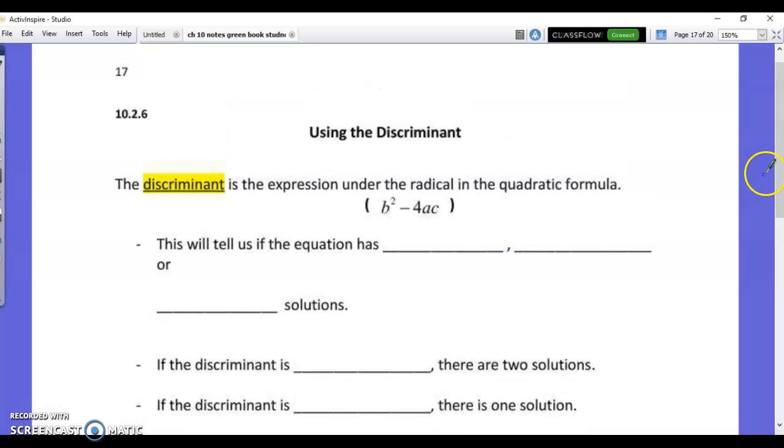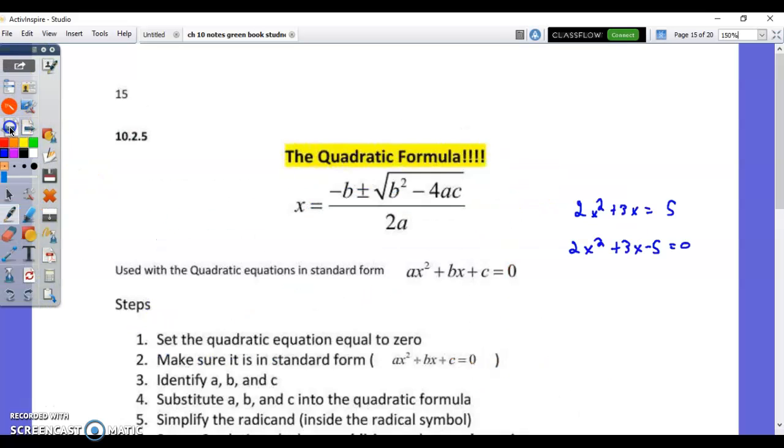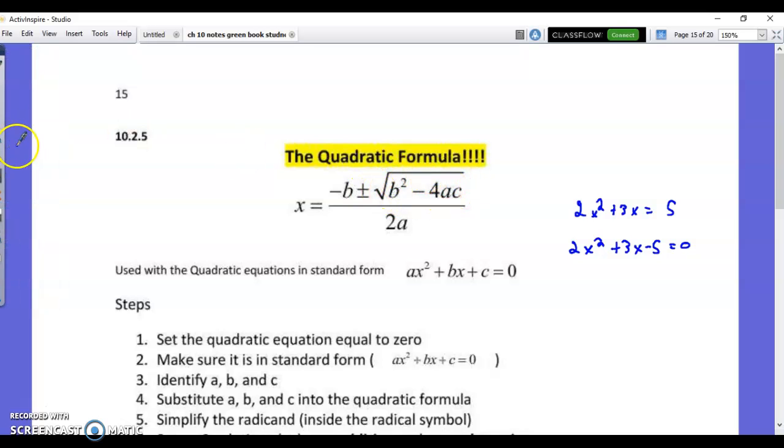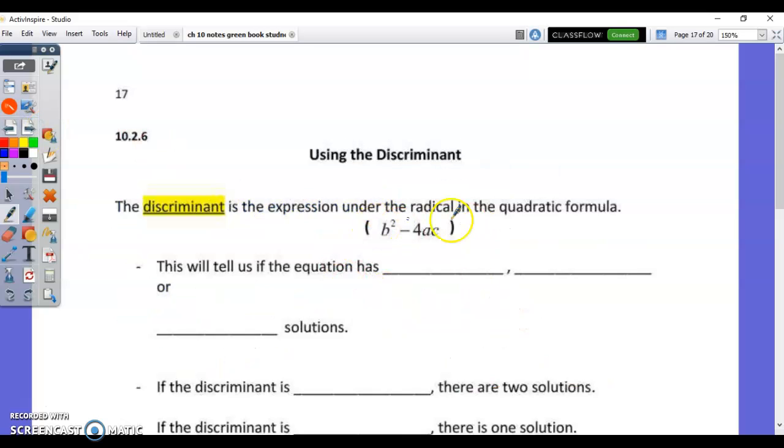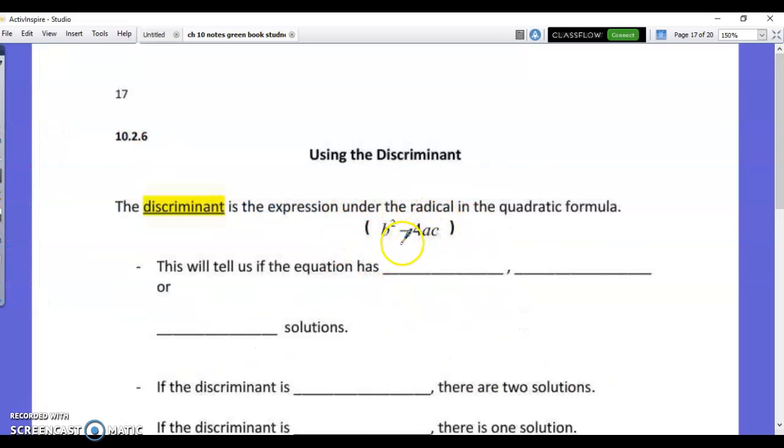All right, so for this section, we're going to use what is called the discriminant, which, in the quadratic formula, is the expression underneath the radical. So if we go back two sections, this b squared minus 4ac, known as the discriminant, is something we can use very quickly to tell us how many solutions a graph has.